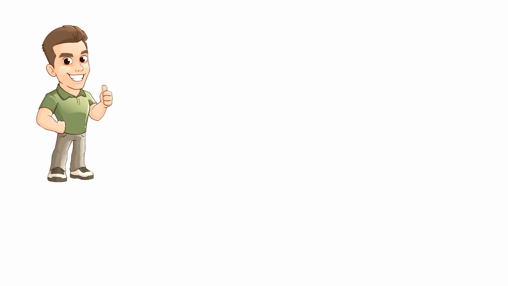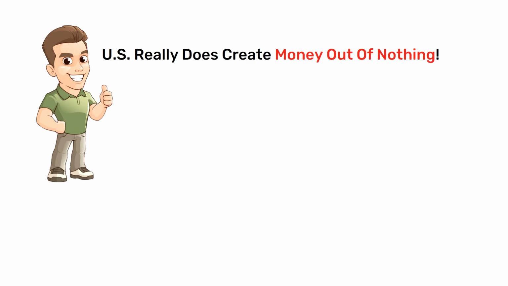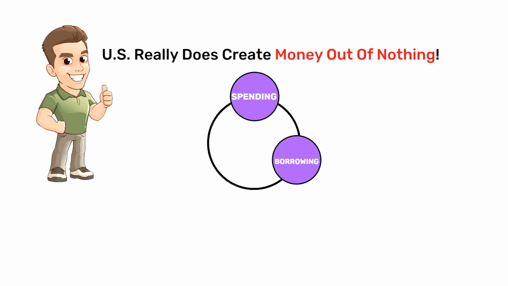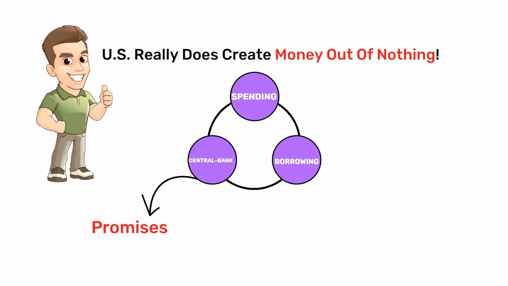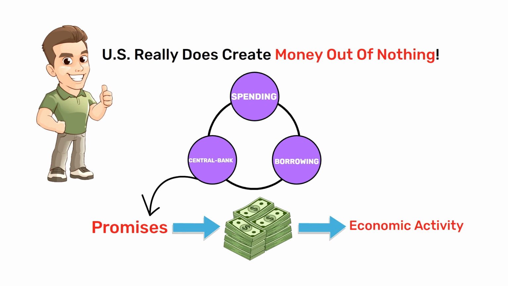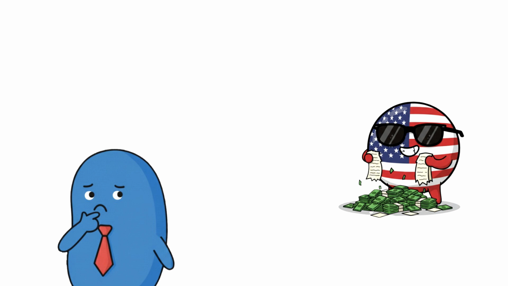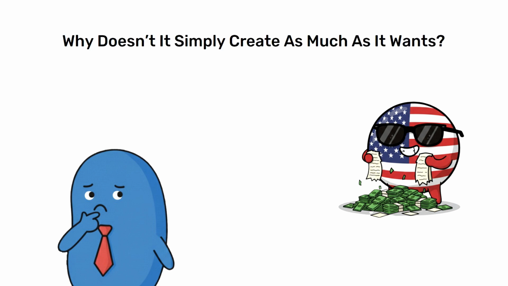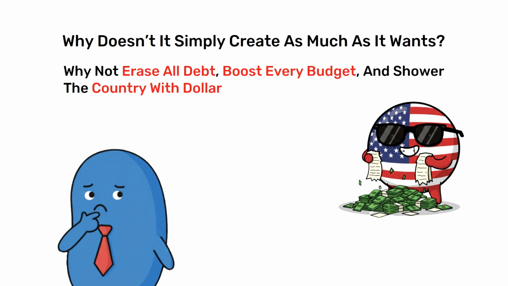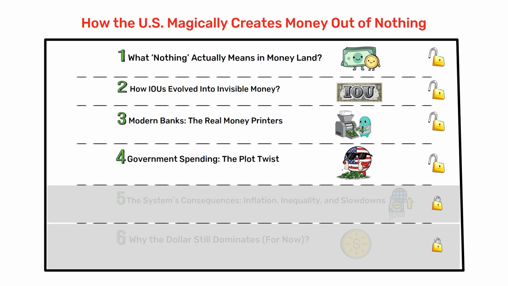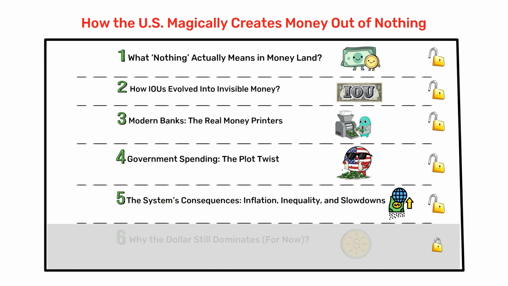So yes, the U.S. really does create money out of nothing. Not with a magic wand, but with a cycle of spending, borrowing, and central bank support that turns promises into dollars and dollars into economic activity. The natural question is, if the government can create money this easily, why doesn't it simply create as much as it wants? Why not erase all debts, boost every budget, and shower the country with dollar bills? Because creating money is the easy part. Living with the consequences is where things get complicated.